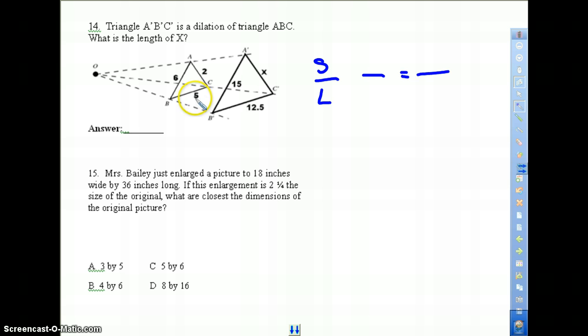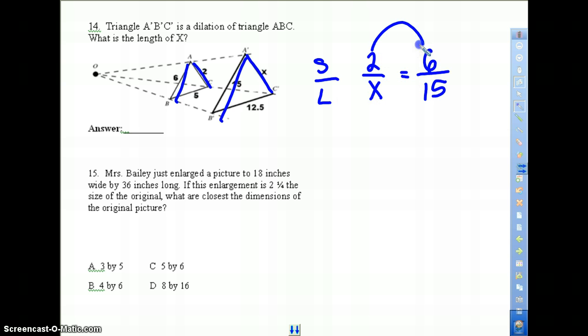You could also figure out what the scale factor is that turns 5 into 12.5, or 6 multiplied by what gives you 15. If you can figure that out, then you're going to multiply by 2, or you can set up a proportion. 2 in the small corresponds to x in the large. Go back to the small. I'm going to pick 6 in the small, corresponds to 15 in the large, and cross multiply.